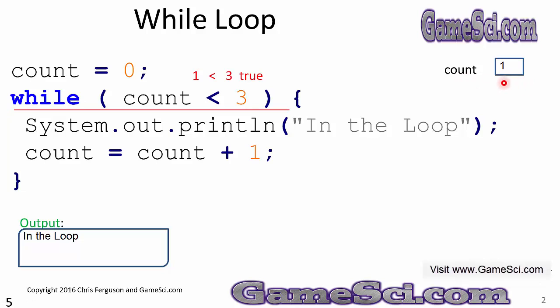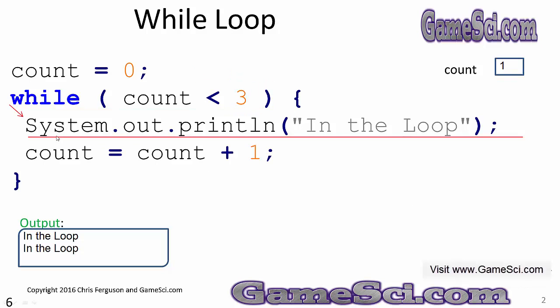Notice the count has slightly changed. It's 1. 1 less than 3, however, is still a true statement. As a true statement, you know what this code's going to do. It's going to enter the while block and execute the code. Print in the loop once again for a second time. You can see in the loop shows up down here in the output.